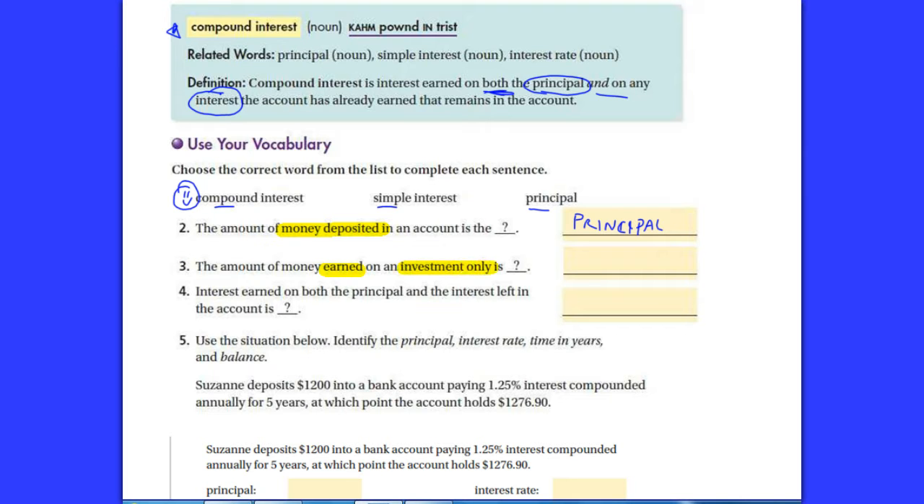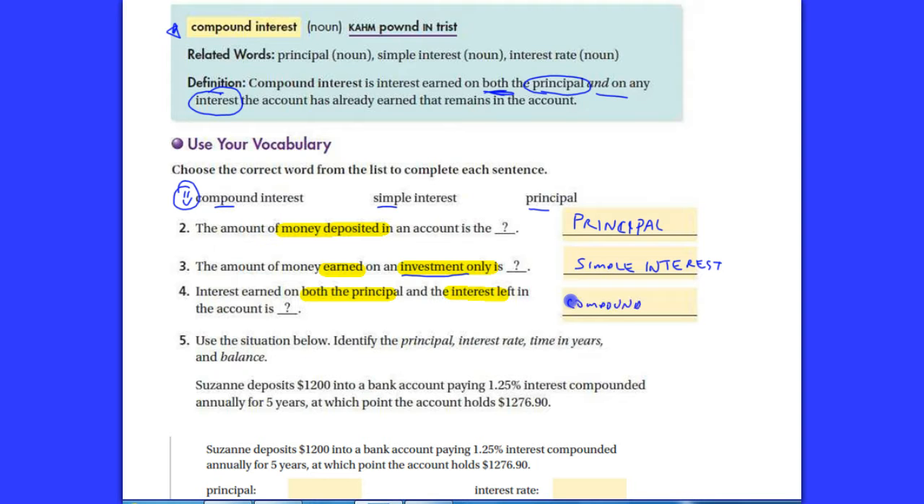Number three here says the amount of money earned on the investment only. Again, we're kind of getting into business class like things, but investment only earning is called simple interest. And that's better than nothing. But what we would prefer to have is what we have in number 4 here, where you earn interest on both principal and interest left in the account. That's called compounding interest.